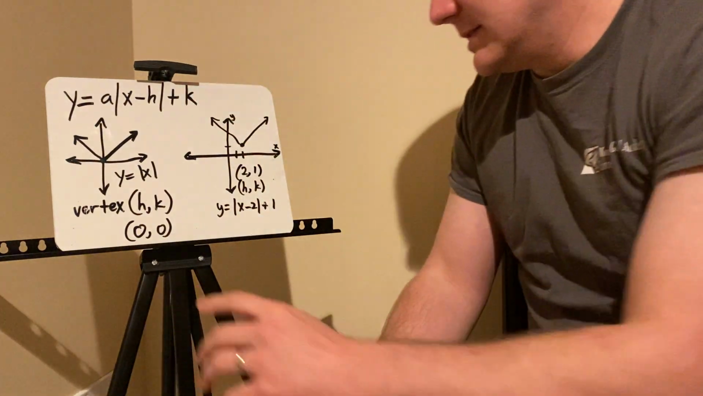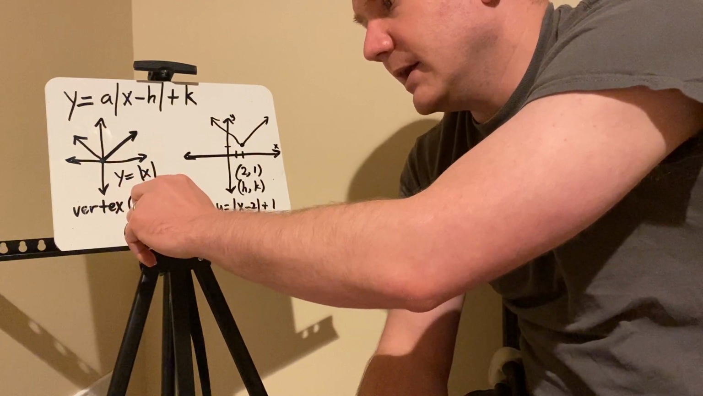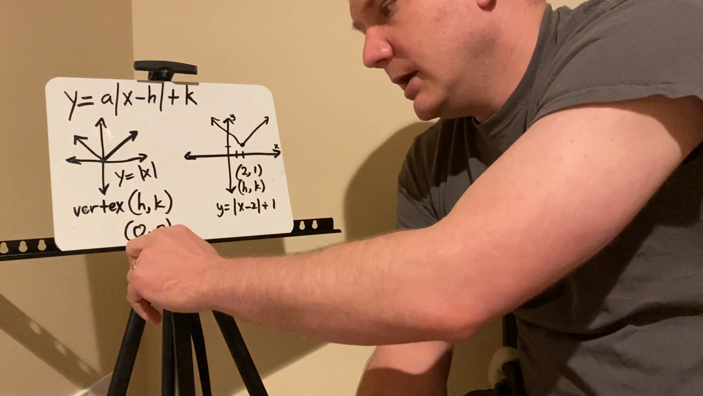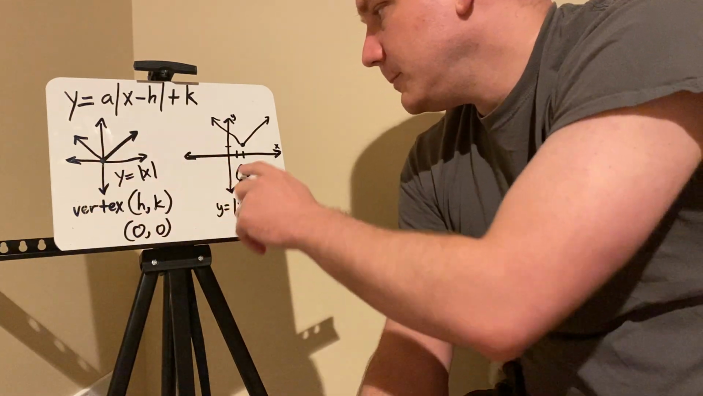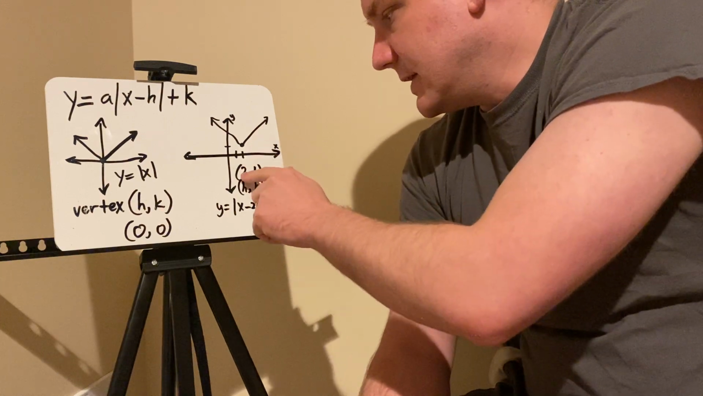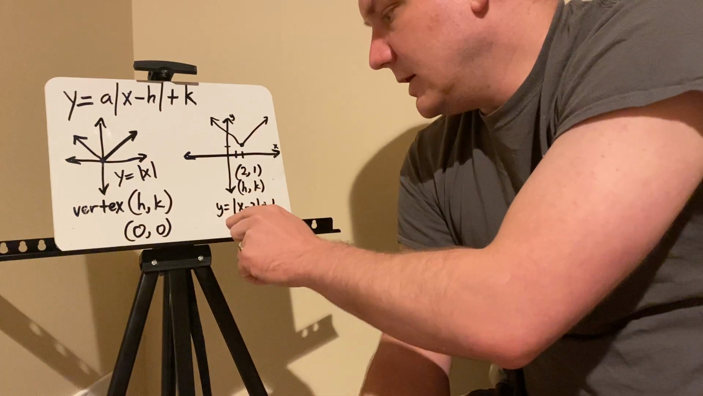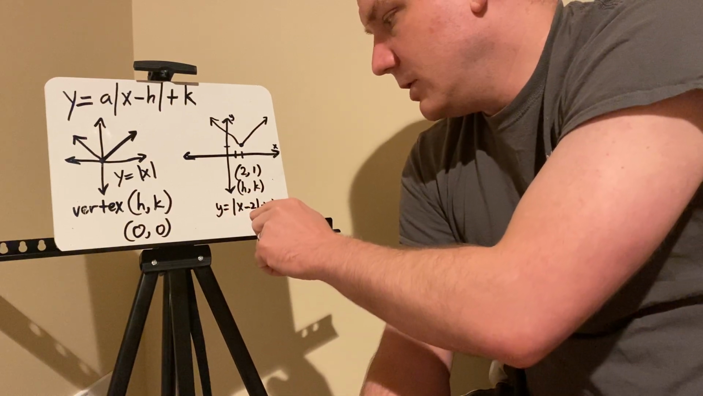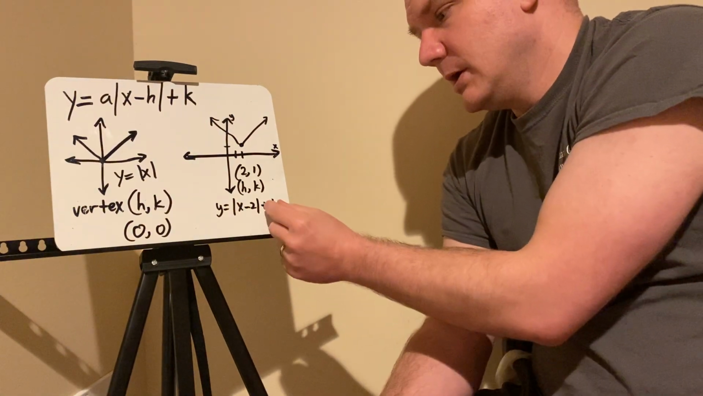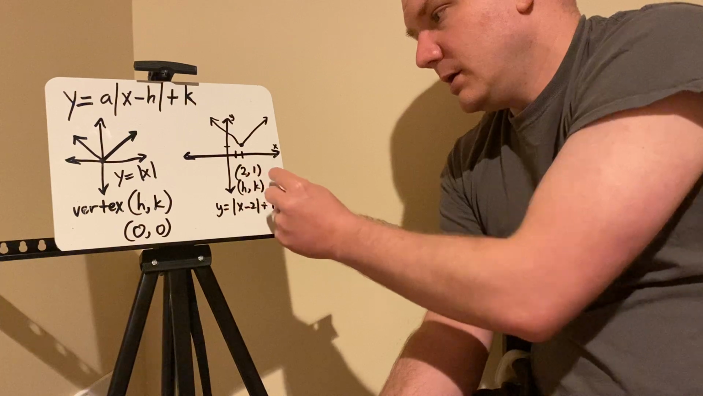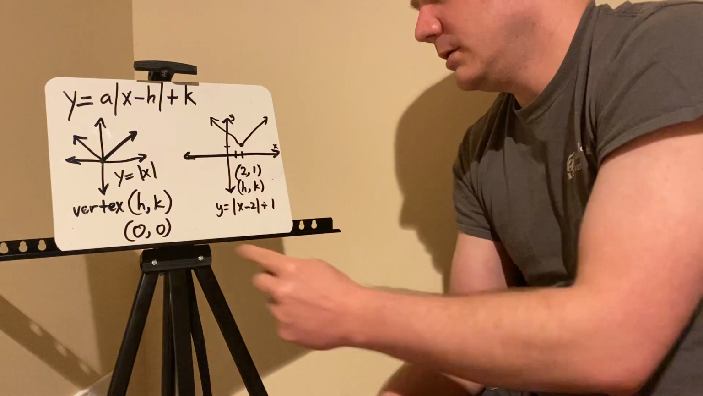Let's take a look at some examples of some shifts. In our parent function, y equals the absolute value of x, the vertex is h comma k, in which h and k are both 0. So our vertex is right there at the origin. Here, the vertex is at 2, 1. So h is 2, k is 1. So we would write that as y equals the absolute value of x minus 2 plus 1. So we have the x minus 2 in the absolute value symbols. We add 1. 2, 1 is our vertex. And that just shifts this function over 2, up 1.